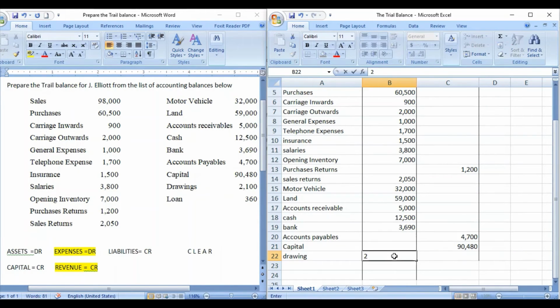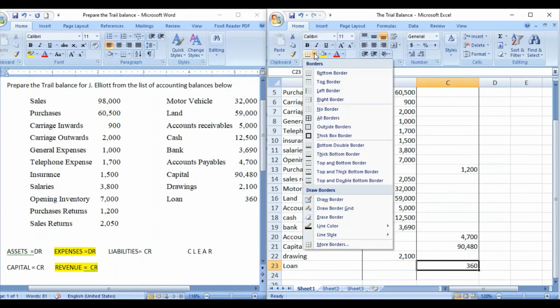Then we have drawings, 2,100, and then we go to loan. We know that loans are liability in a business. You have to pay them back. So it's a liability. So you will go to the credit side of your trial balance and you will credit the account with 360. So there you have it. We would have included all the items, all the accounts for J. Elliott in the trial balance.